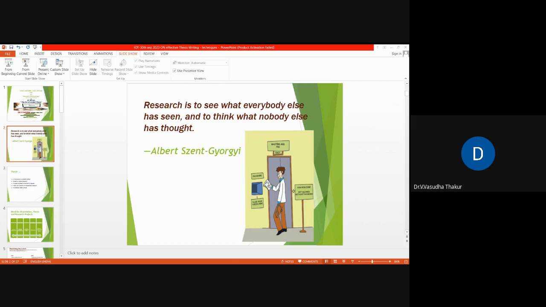Okay, so here we begin with a quote by Albert Szent-Györgyi. He says that research is to see what everybody else has seen and think what nobody else has thought. So with this, let's explore how you compile the work of thesis, or called dissertation.